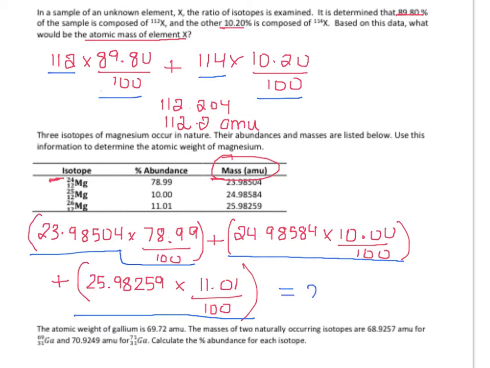And that's going to give us an answer of 24.31 AMU. Okay? So if you need to go over this again, pause the video or go back, rewind, and play the video again and get it done. Okay?